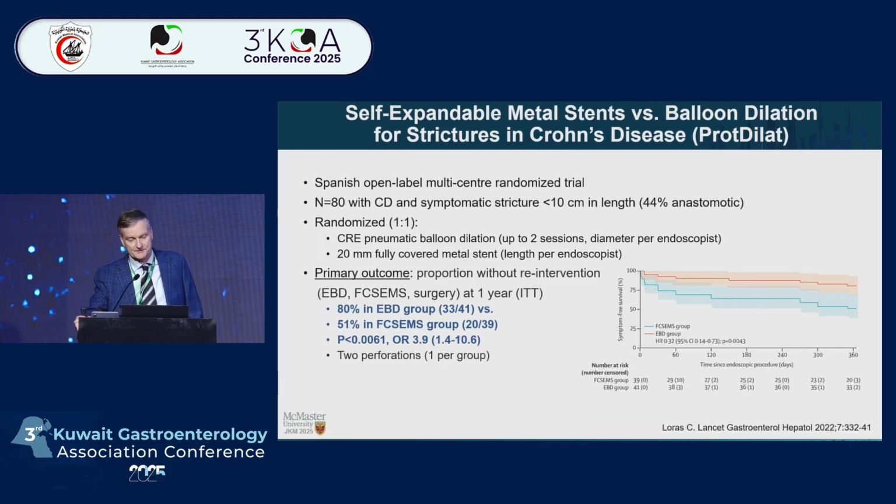There is actually a randomized controlled trial here comparing stents versus balloon dilation in patients who have strictures in Crohn's disease. This was in Spain. I'll just skip to the bottom line: there was a significantly better outcome with balloon dilation than with stent. So certainly this trial supports the idea that our primary modality endoscopically would be balloon dilation. We'd only consider stenting as a second option, particularly in patients where surgical intervention is really not feasible or appropriate.